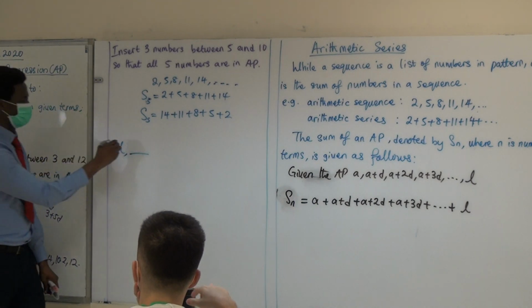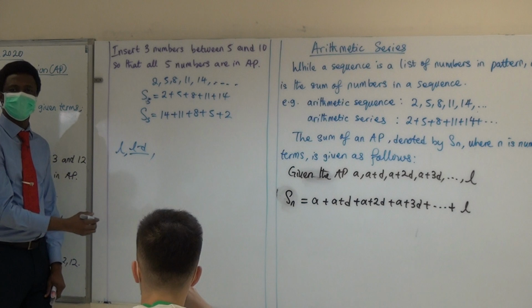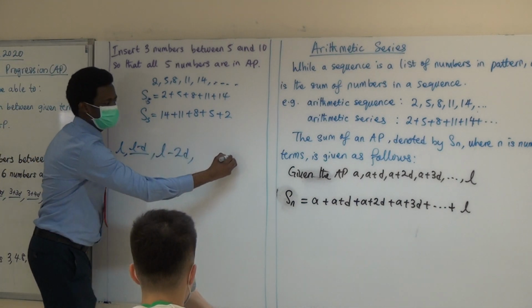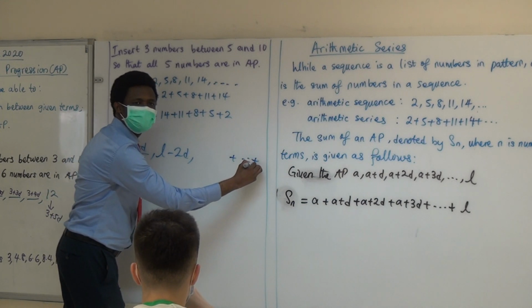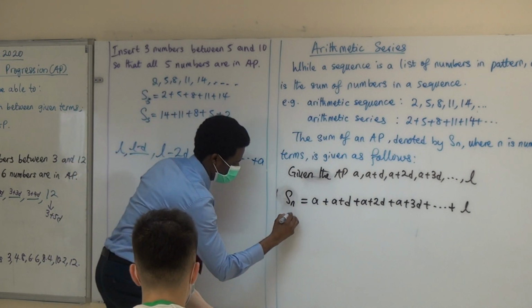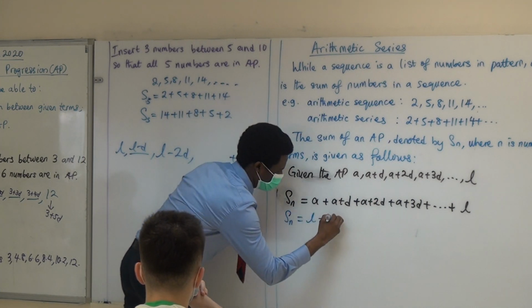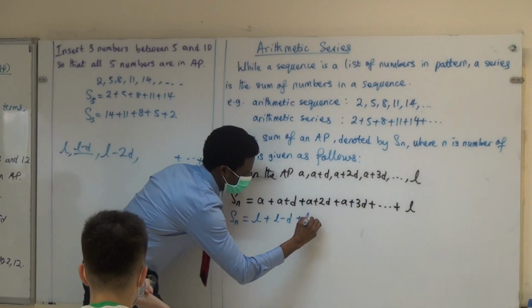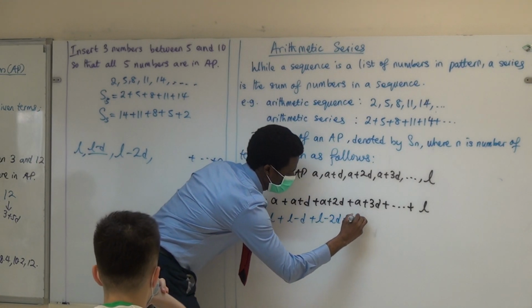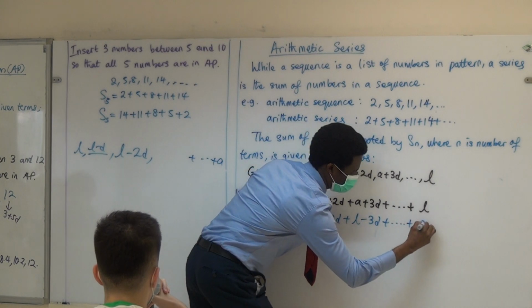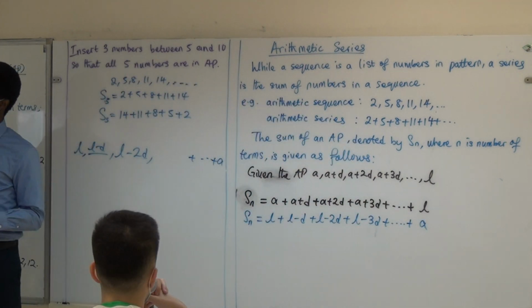L minus D. L minus D. And the next one will be? And the next one after that? And the last one in this case will be what? A. That's right. So Sn can also be L, L minus D, L minus 2D, L minus 3D, and this continues until I get back to A. Am I making sense so far?